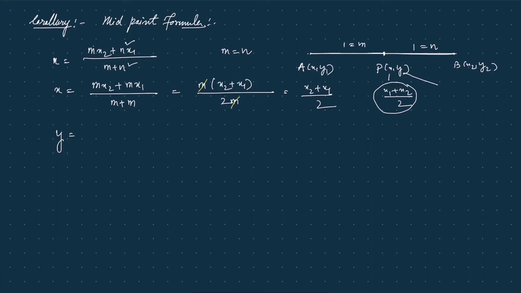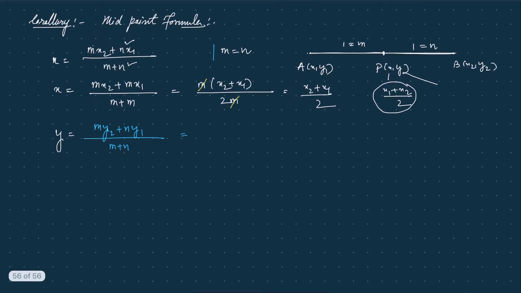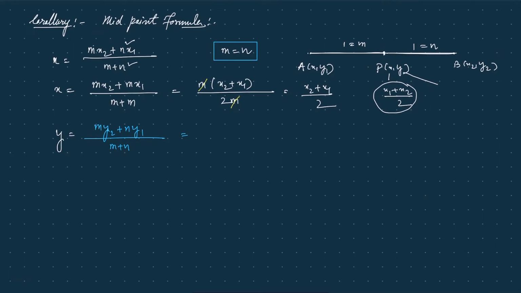So it is the same thing, we can write (m y2 plus n y1) divided by (m plus n), but here m is equal to n. So instead of n we can write m, so I'm going to replace this n by m: (m y2 plus m y1) divided by (m plus m). Again take m common outside, so m times (y2 plus y1) divided by 2m. Now m will cancel out, so the remaining answer will be (y2 plus y1) divided by 2. So for this y I can write (y1 plus y2) divided by 2.